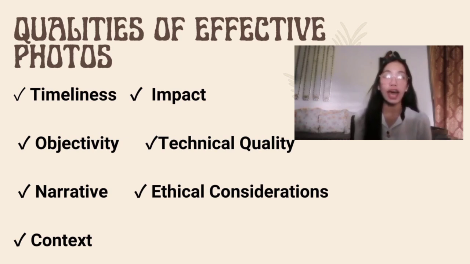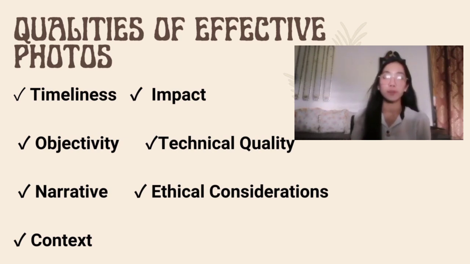And next we have objectivity. While the photographer has a perspective, the image should strive for an unbiased representation of the scene. It should accurately reflect reality without manipulation or distortion of truth. The viewer should also be able to trust what they are seeing based on the evidence or image that you capture.